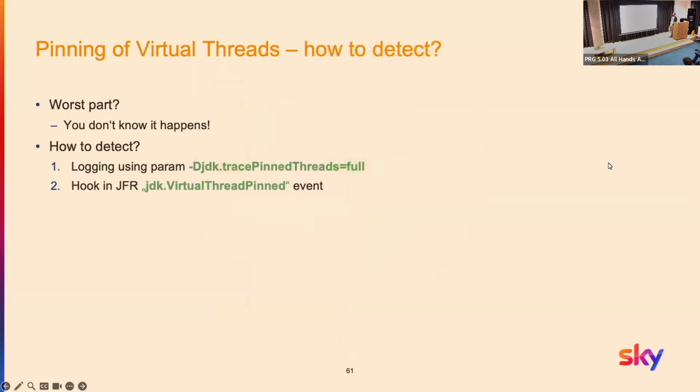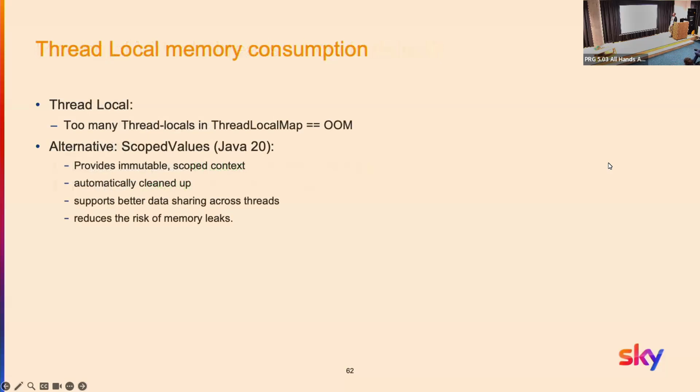And the worst part is that you don't even know that it happens, because the only way you can detect it is that you either enable a parameter on the JDK level, which has two options, short or full, but it will just print out in the log, and it's not very useful. The other option is to hook into this event, which is a Java Flight Recorder event. Then you can actually do something useful, like use Micrometer, expose it to Prometheus, and get an alert that it is happening, and you should be aware of the code. Right now, there's not much you can do about it. If you know that it happens, then you can change the code which is running inside virtual threads and do something about it. But it's probably subject to change in the future.